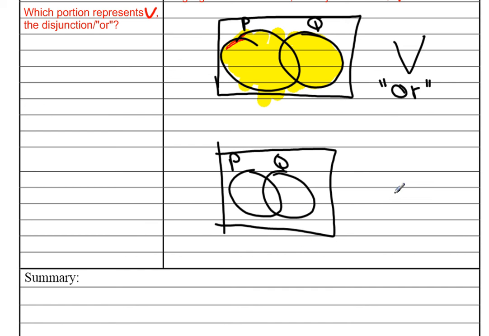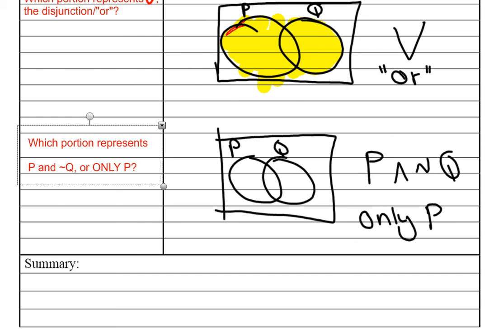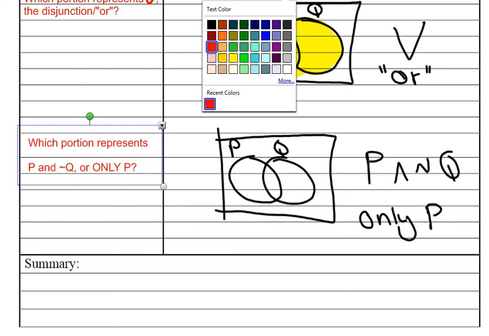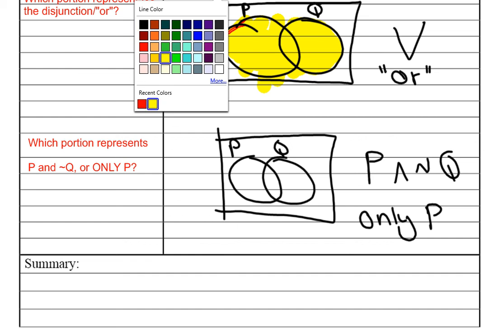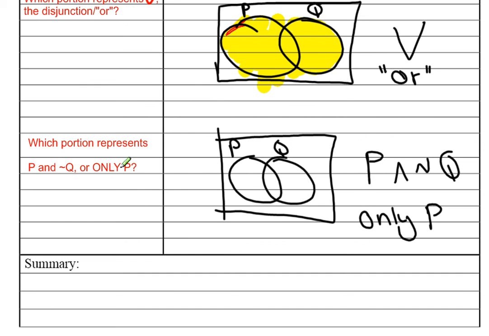I'd like you to highlight the portion that represents P and not Q, or in other words, only P. So go ahead and take out your highlighter and highlight the area that represents P and not Q. I will take out my highlighter, and we are highlighting only P. It can't have anything in common with Q, so that would be this portion right here.